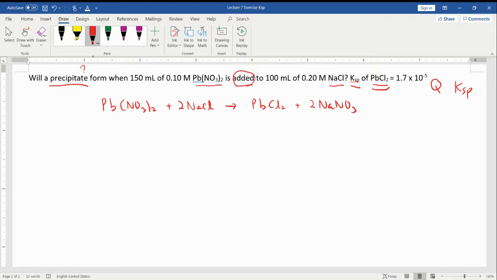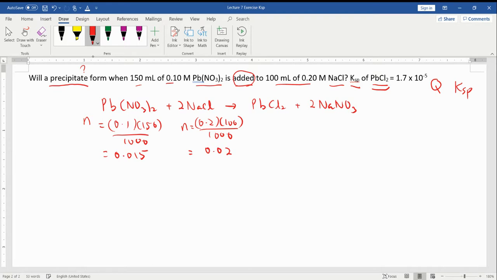Then after that, the information given is the mole before mixing. The mole for lead nitrate is 0.1 times 150 over 1000, so I will get 0.015. Sodium chloride, 0.2 times 100 over 1000, I will get 0.02. So this one refers to before it is mixed.